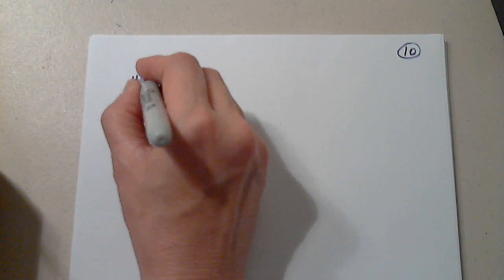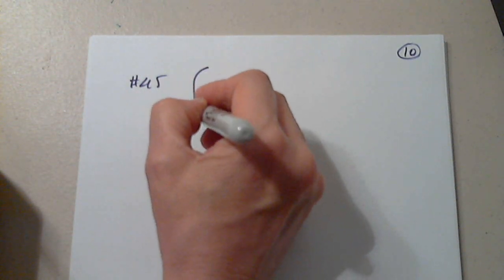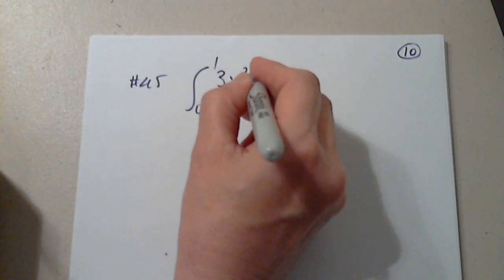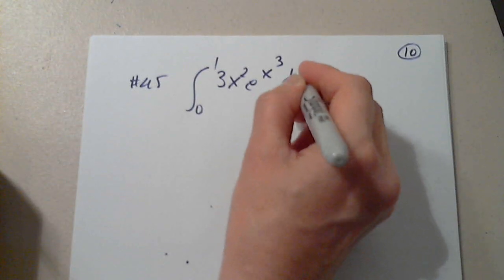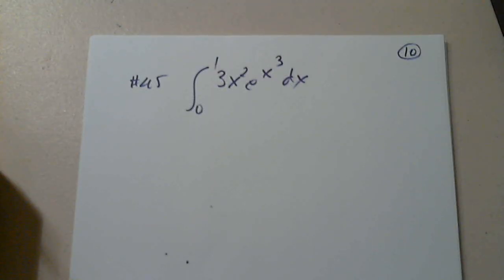So 45. This is the integral from 0 to 1 of 3x squared e to the x cubed dx. And this completes chapter 4.